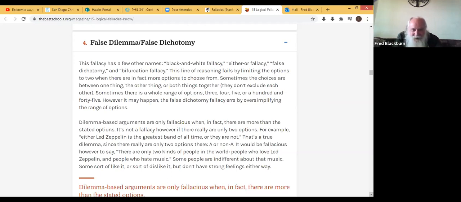So here we go. A dilemma based on arguments are only fallacious when in fact there are more than the stated options. It's not a fallacy, however, if there really are only two options. For example, either Led Zeppelin is the greatest band of all times or they are not. That's a true dilemma since there really are only two options. A or non-A. It would be fallacious, however, to say there are only two kinds of people in the world: people who love Led Zeppelin and people who hate music. That's great. Some people are indifferent about that music. Some sort of like it or sort of dislike it, but don't have strong feelings either way.